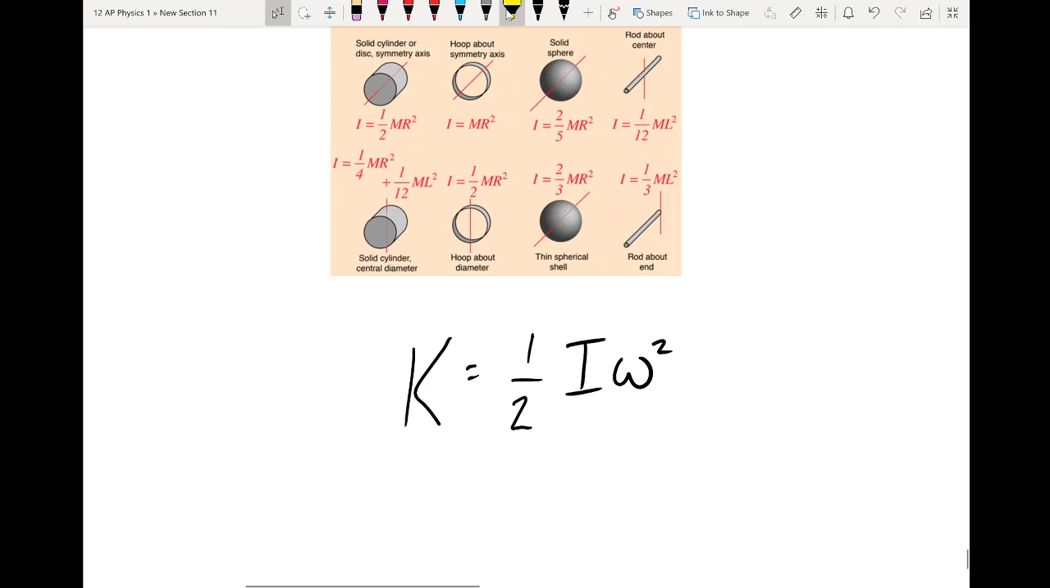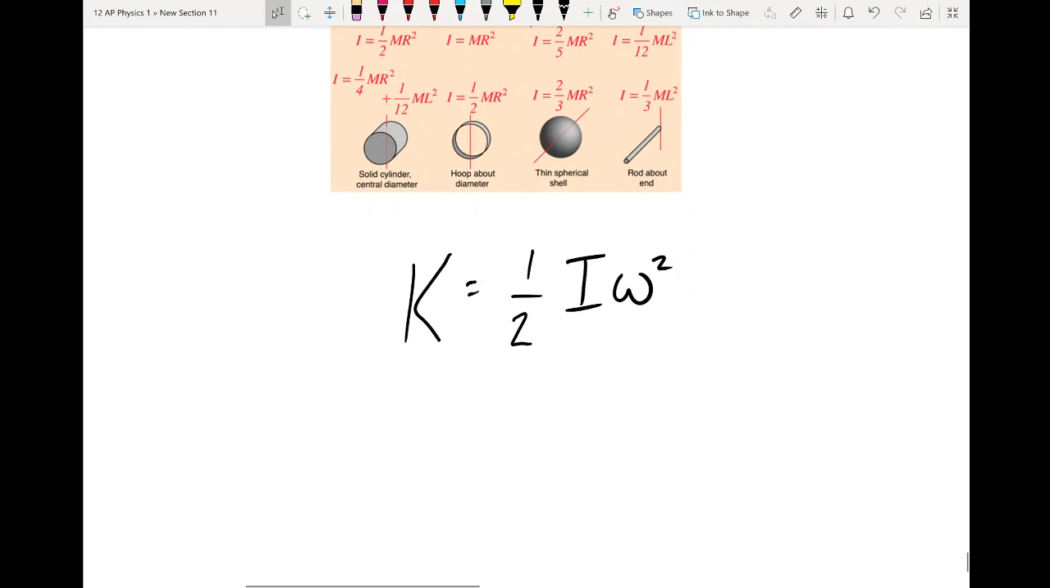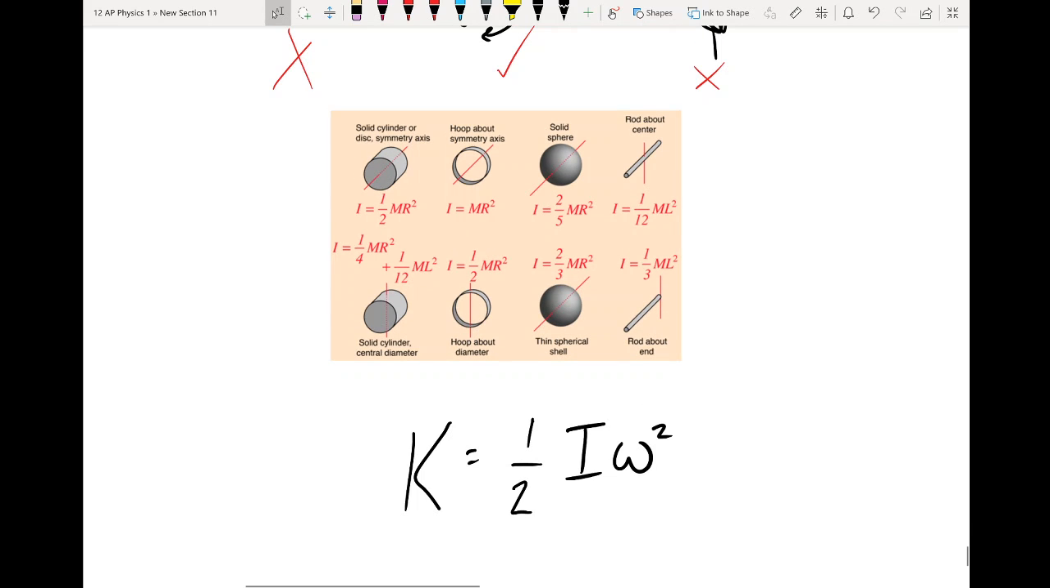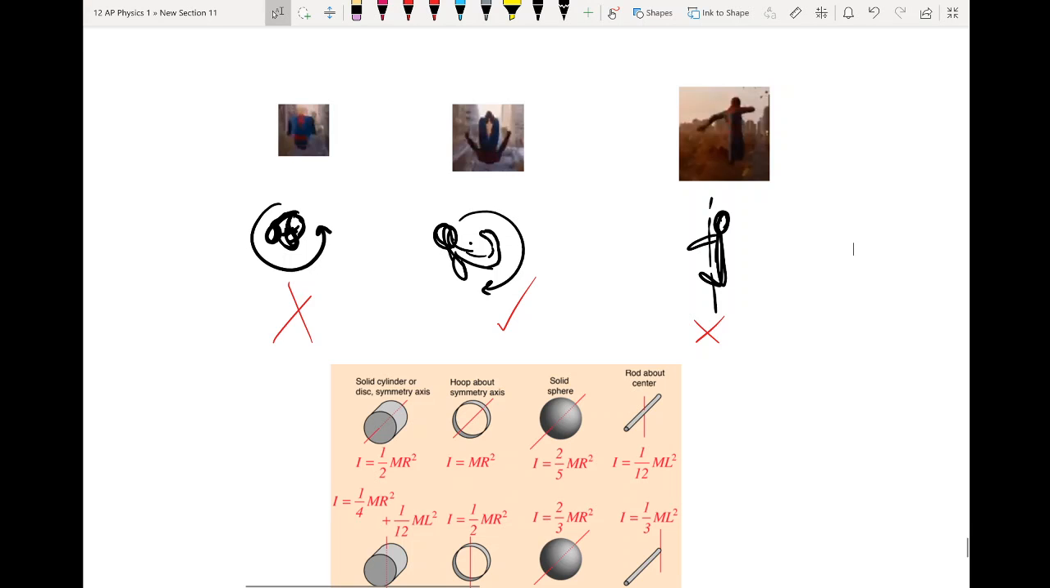And I said in the video that the omega is going to be the same. We're going to pretend that they're all spinning with the same angular velocity. So really what it boils down to is our rotational inertia. And sure, we have all these equations for rotational inertia, but what we saw when we did that tightrope lab was that the rotational inertia really boils down to how much mass do you have and how far away is that mass from your rotational axis.